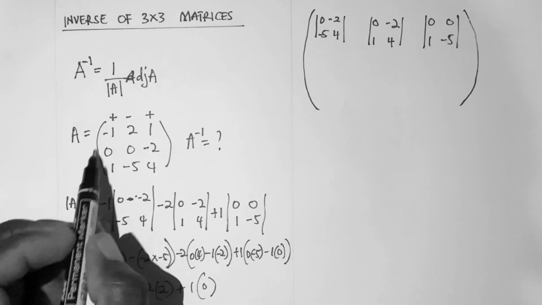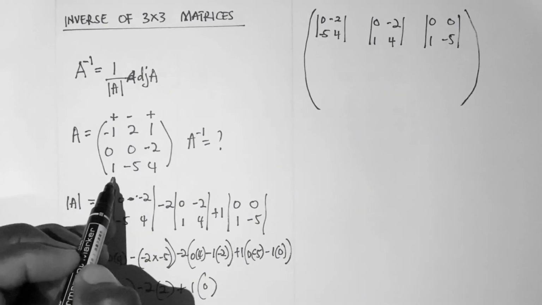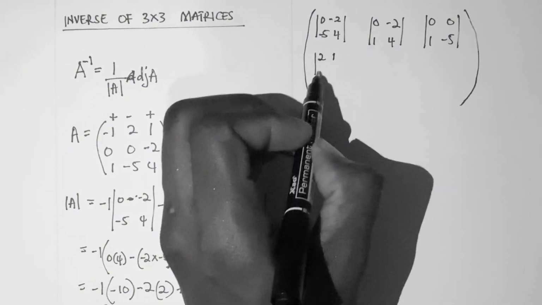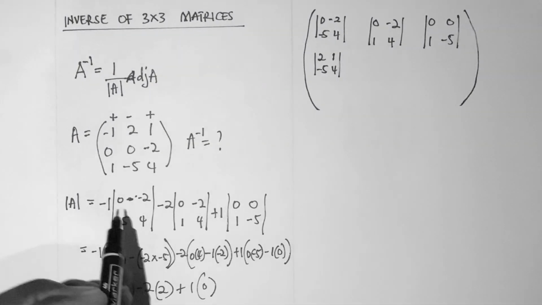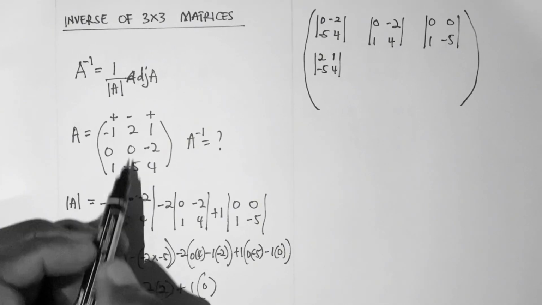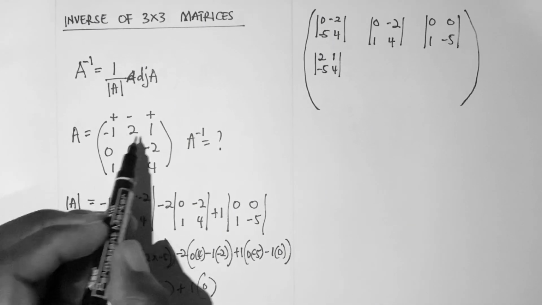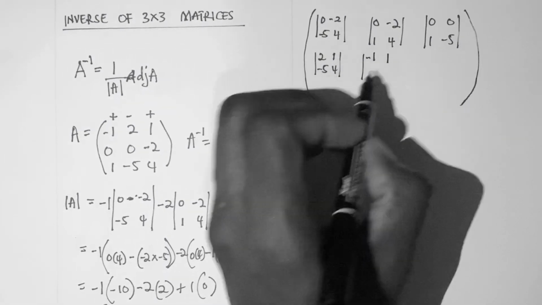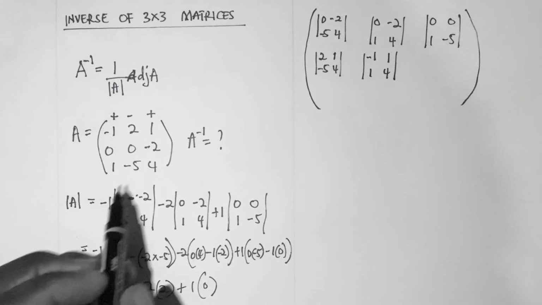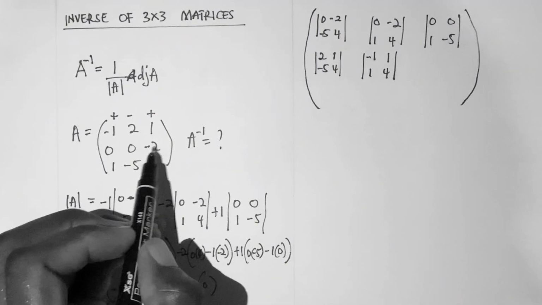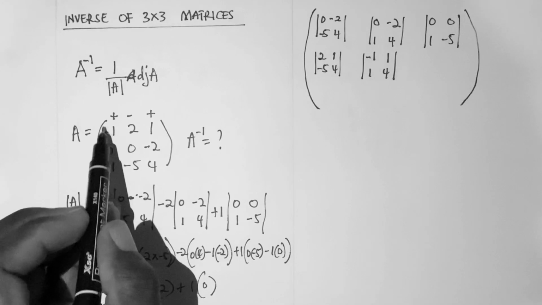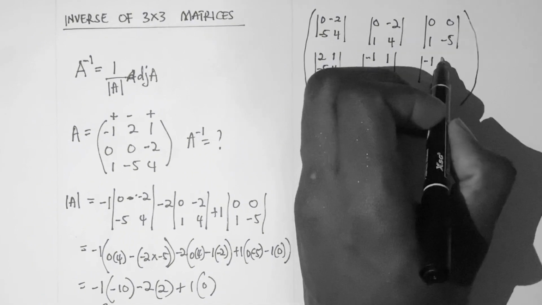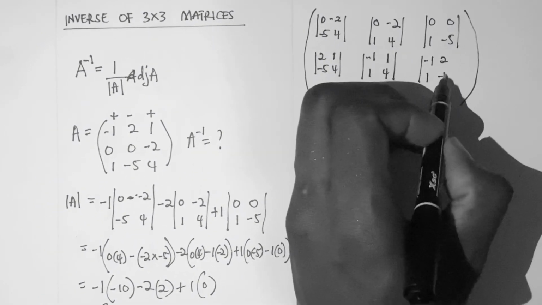Then let's come to this element, this 0. When we rule out the row and column of this 0, we are left with 2, 1, minus 5, 4. So here is 2, 1, minus 5 and then 4. Then let's come to this 0. If we rule out the row and then the column of this 0, we are left with minus 1, 1, 1, 4. Then let's come to this minus 2. If we rule out the row and column of this minus 2, we are left with minus 1, 2, 1, minus 5.